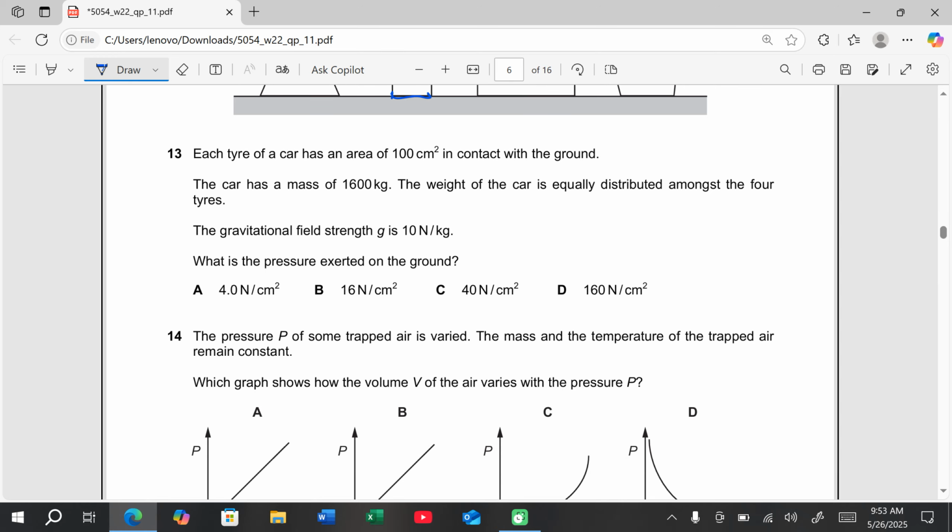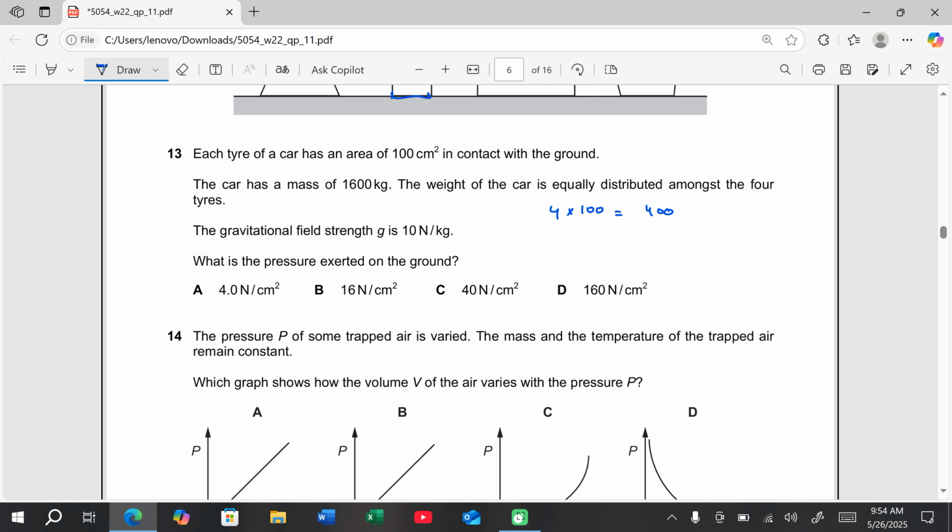Each tire of a car has an area of 100 centimeter square in contact with the ground. The car has a mass of this. The weight of the car is equally distributed among 4 tires. What is the pressure exerted? First of all, we need to multiply by 4, so that we get the complete area. So 400 is our total area.